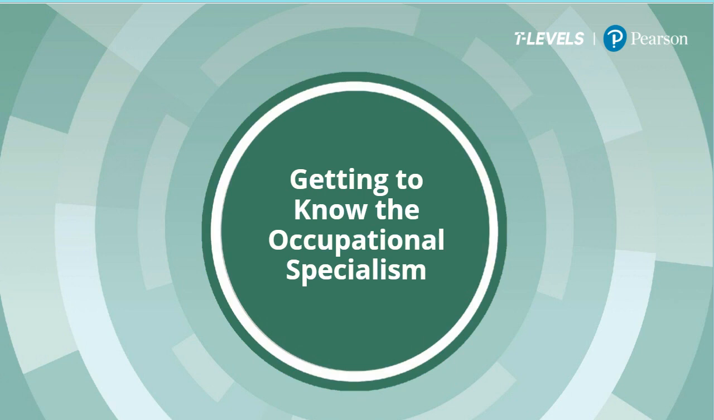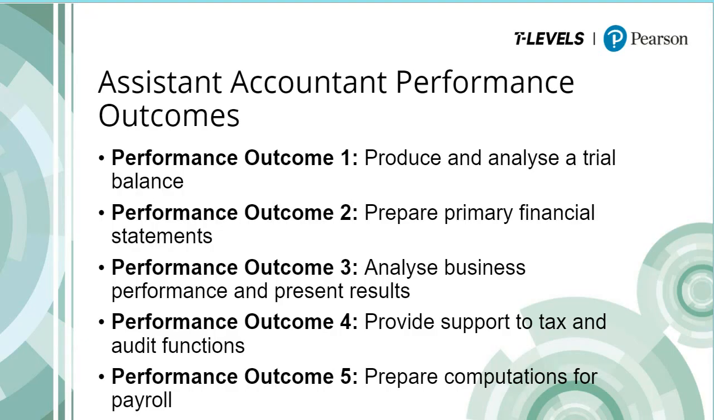Okay, so the Occupational Specialism has 5 performance outcomes, and learners need to demonstrate competency in each of these performance outcome areas. Now, each of the performance outcome areas, you can see the 5 of them listed there, are then broken down into a number of skill statements. And these are the skills that your students are expected to be able to do or demonstrate by the end of their programme, and indeed in their Occupational Specialism assessment, and of course, whilst on work placement.